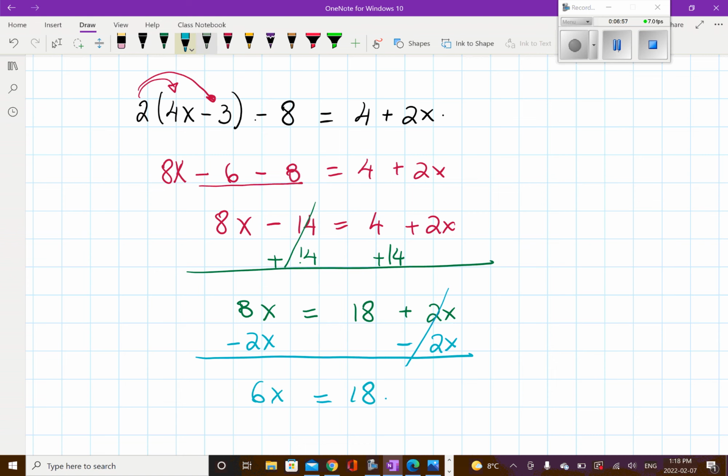And now to find x, you divide both sides by 6, so x will be equal to 3.